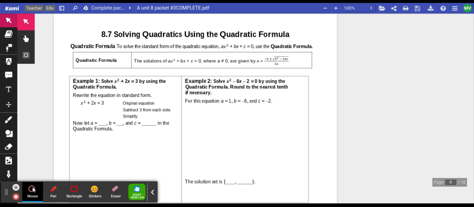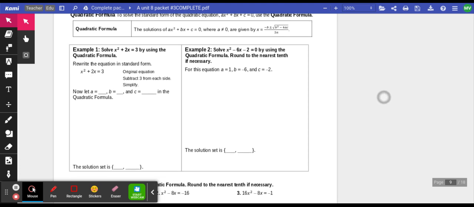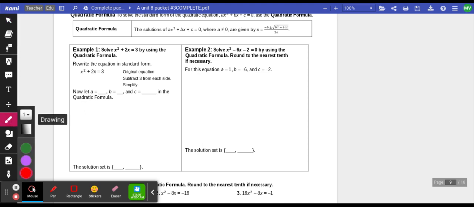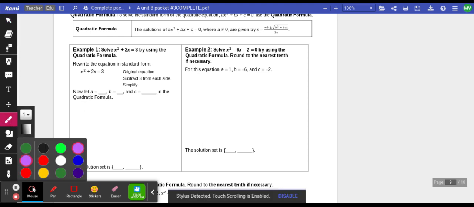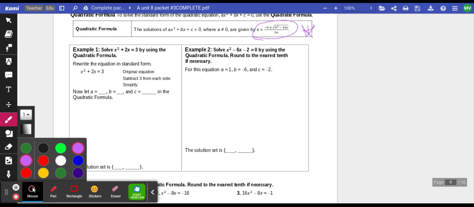Now, important note, quadratic formula will always work, whether it's factorable or not. So here's our quadratic formula. It is x equals negative b plus or minus the square root of b squared minus 4ac. This is very important, and you should memorize this.